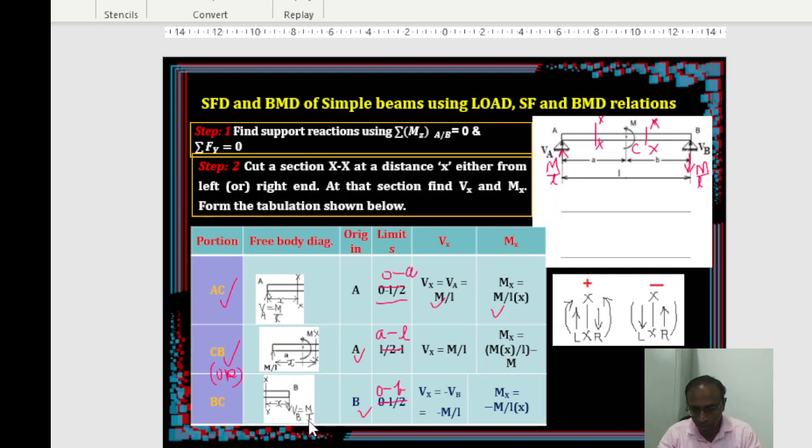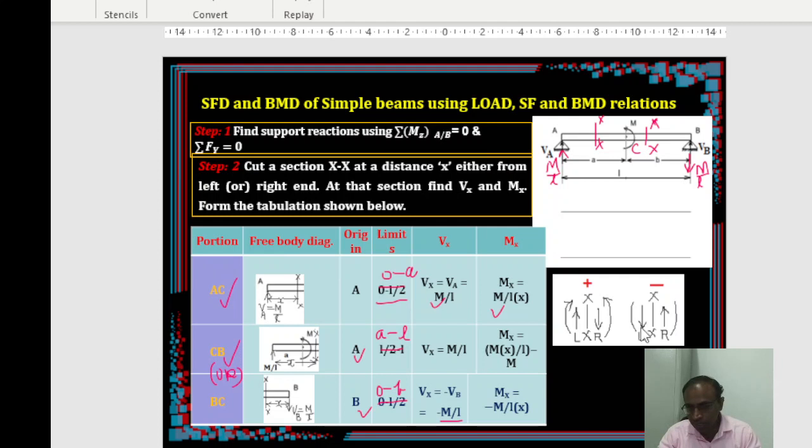The reaction is acting downwards, so it is M by L. Vb is minus M by L. In magnitude, if you speak of direction, Vb is minus M by L. So that's what we will write. Vx is minus M by L. No other force is there up to section X. So we have to simply add up to the section. What forces are there? Vertical forces. Only one vertical force, that is M by L.